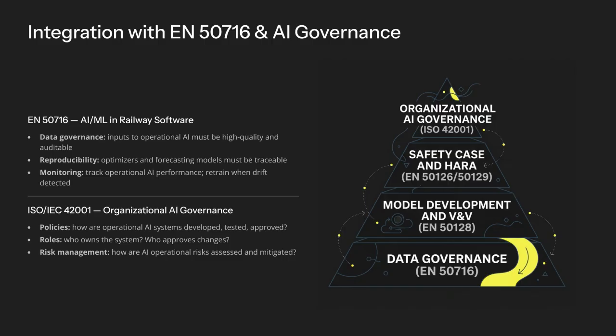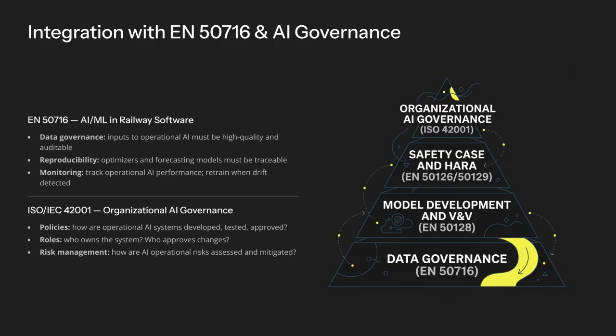Second, roles and responsibilities. Accountability for operational AI needs to be designated explicitly. In practice, this often means a cross functional committee: engineering, safety, operations, data science, each bringing a different lens to the governance of these systems, because no single function has the full picture on its own.